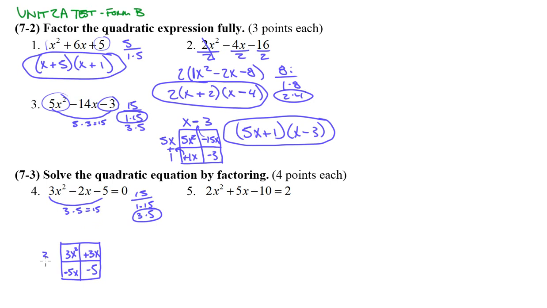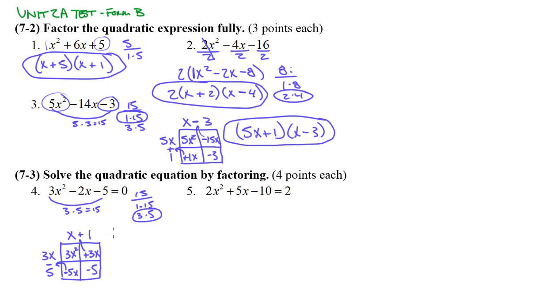Now we do common factors. 3 and 3 have a common factor of 3. X squared and x have an x. 5 and 5 have a common factor of 5. And since this negative is right here, that's what's going to go right out here. So it's going to be 3x minus 5. And then 3x squared and negative 5x only have an x in common. And then 3x and negative 5 have nothing in common, so we put 1. And since this is a positive, that's going to go up here, x plus 1.